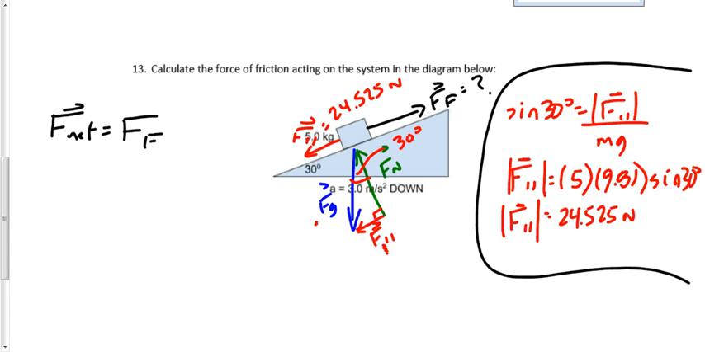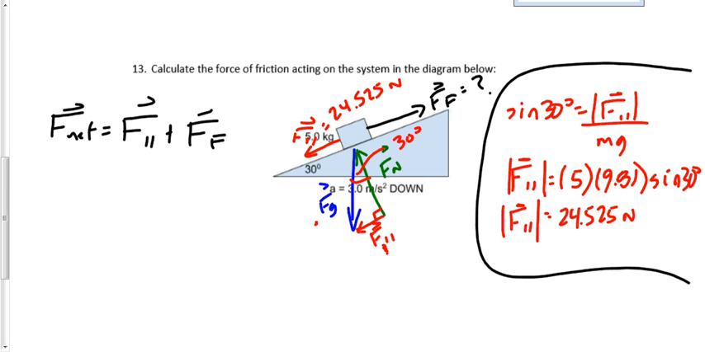F parallel plus FF. Starting to see how versatile maybe this whole multi-force problem is. Like, we got completely different looking problems, right? From elevators to this. But yet we fundamentally do the same thing.